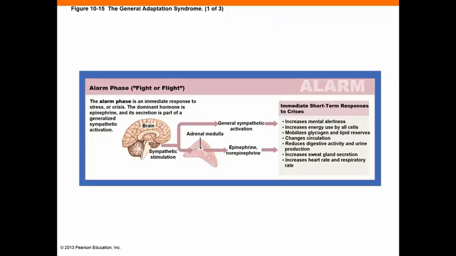The alarm phase is sometimes referred to as the fight or flight phase. This is an immediate response to stress or crisis, and the dominant hormone is epinephrine. Its secretion is a part of a generalized sympathetic activation, which will result in increased mental alertness. It increases energy use by all cells, mobilizes glycogen and lipid reserves, changes circulation, and reduces digestive activity and urine production, while increasing sweat gland secretion and increasing heart and respiratory rates.